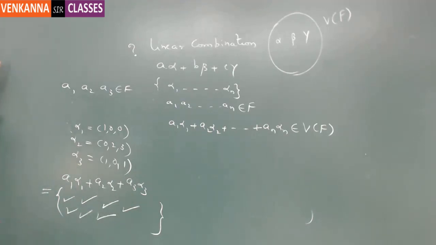If you put all these vectors together, you will get a line. That's why we are calling it a linear combination. Okay. So if you talk about linear combination, the vectors are fixed, scalars are not fixed. You can take any kind of scalars in the field f. Is it clear?